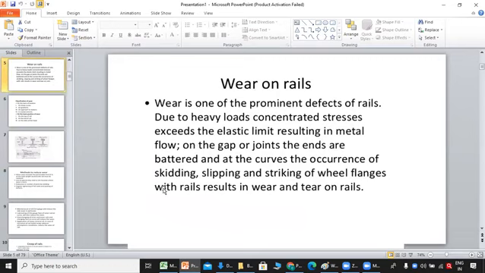Also the skidding, slipping, striking of wheel flange with rail result in wear and tear of rail. Wheel flange is nothing but the border of the wheel. So obviously at the time of skidding or slipping, wheels continuously strike, the wheel flange continuously strikes the rails. So that is also one reason for forming the wear.